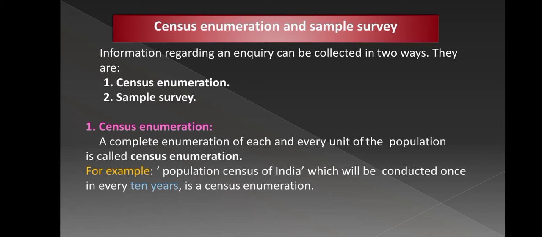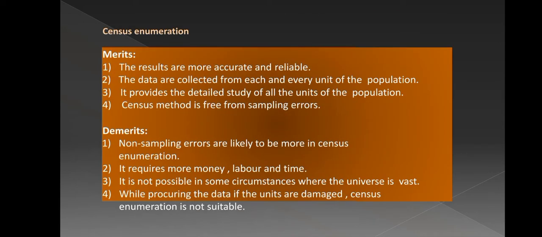So, what is census enumeration? Census enumeration means a complete enumeration of each and every unit of the population. Now we have some merits and demerits of census enumeration. The first merit is that the results are more accurate and reliable. Since we are collecting all the information in detail, we will get the accurate value. Accurate means we will get the correct value. Therefore, the results are more accurate and reliable.